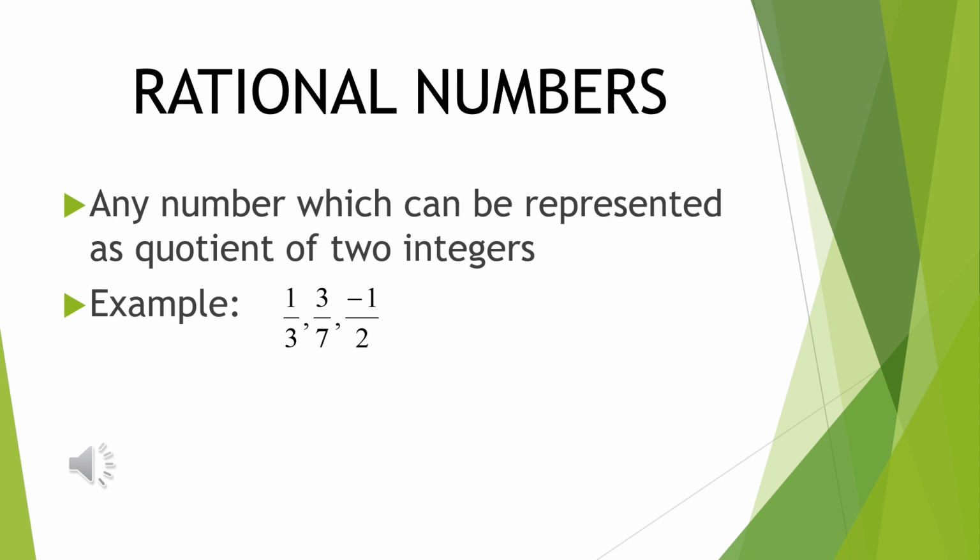Rational numbers. Rational numbers are any numbers which can be represented as quotient of two integers. Example, 1/3, 3/7, -1/2.